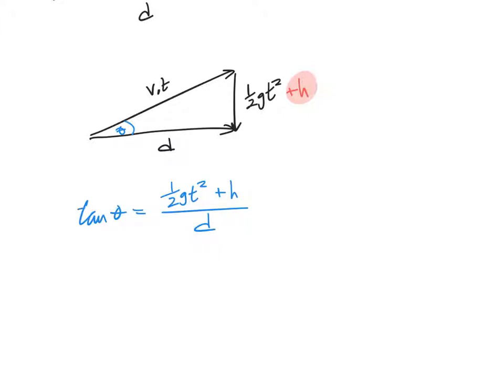Okay, so I'll change these to r. That's simple enough. It's getting us closer to the classical. So clearing fractions, before I can clear fractions in the numerator, I got to clear out that denominator. So r tangent theta equals 1/2 gt squared plus h.